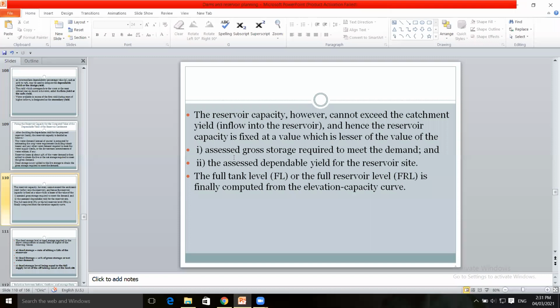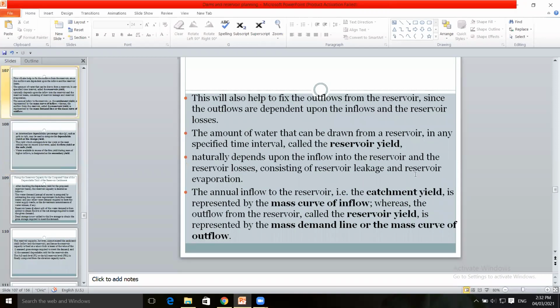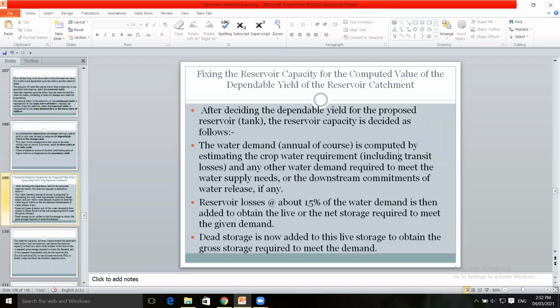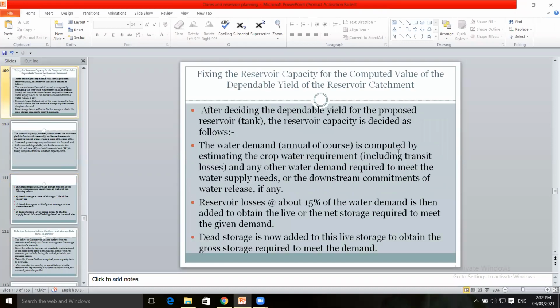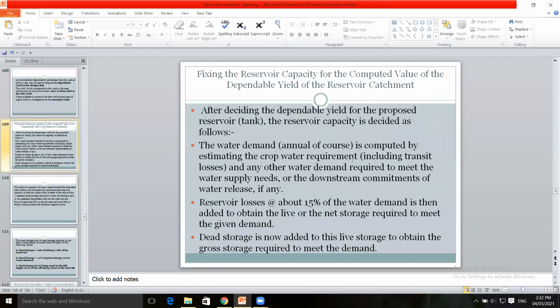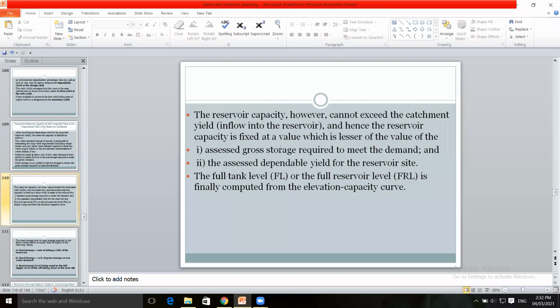त्यामध्ये first काय? Assess gross storage required to meet the demand. The gross storage तुम्ही काढलेला आहे. Gross storage is equal to addition of live storage plus day storage. Or assess dependable yield for the reservoir side. म्हणजे तुम्ही dependable yield काढलेला आहे 50 to 75%. The less of these two, that will get the reservoir capacity.